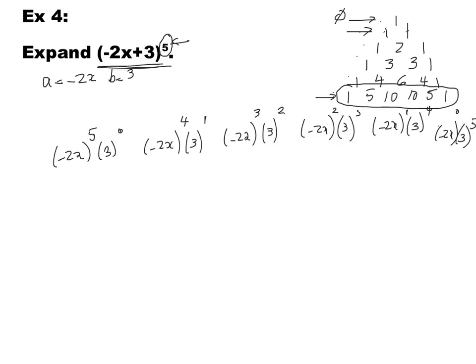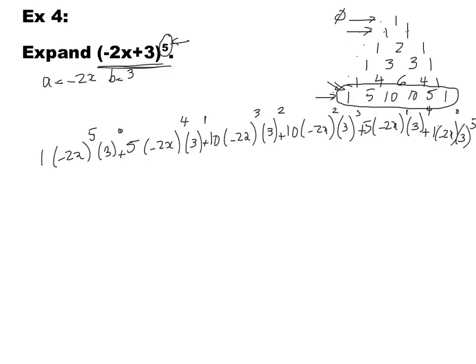Now in between we need the coefficients. We start with the first one, which is 1, and put it here, and then plus the second one, which is 5, plus the next one, which is 10, plus 10 again, the next one, then 5, and then plus 1. So this is the expansion.